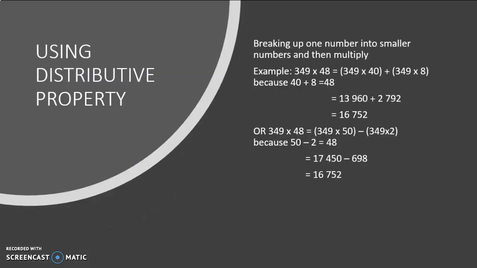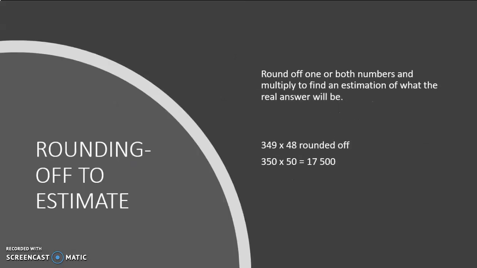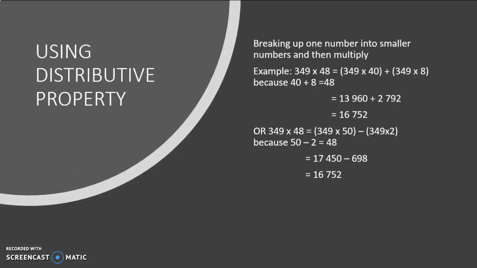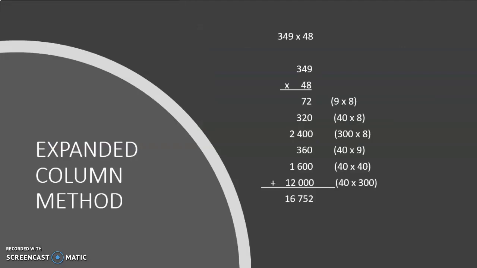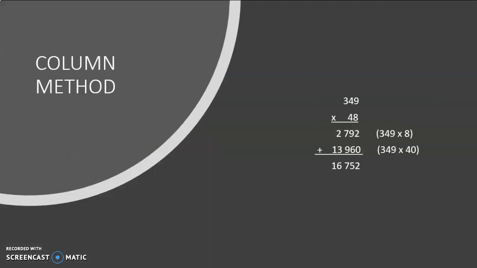Let's quickly recap. We looked at rounding off to get an estimate of what our answer should be. Then we looked at the distributive property, where I either add or I subtract to get my original number. Then we looked at using factors, where we break the number up into its factors. And then we looked at the expanded column method and the column method.